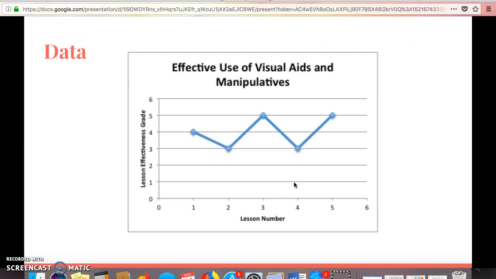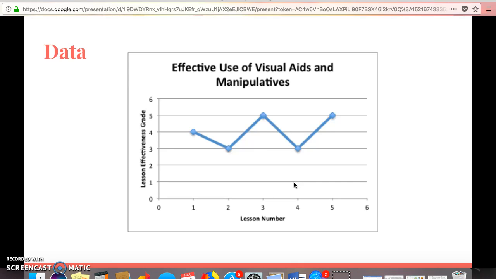So here's a simple layout of my data. Like I said, I originally recorded this on a table. This is a simple graph understanding of what this looked like. On my x-axis, you can see my lesson number, and this starts from the beginning of my placement to the latter half of it, and then my effectiveness grade based on that rubric.